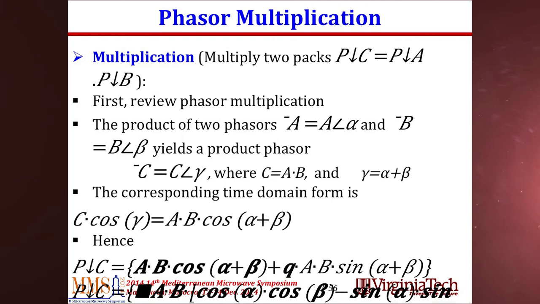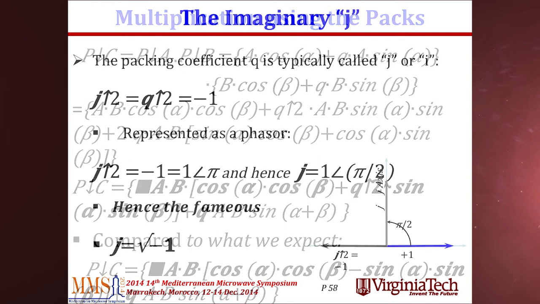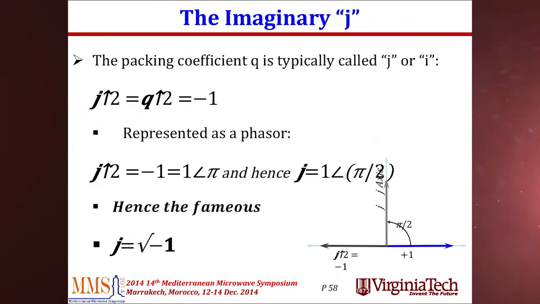Good timing. The multiplication. Multiplication is when you multiply two phasors, typically you multiply the magnitudes and you add the angles. So I'm showing again, if I do the multiplication of the two packs, I should come with this kind of an answer here, right? So I go do the multiplication and compare my answer to the one with the pack, and I discovered that Q squared here has to be a minus one. So that mixing coefficient has to be Q squared equal to minus one. And that's basically what we call the J. And some other people call it I. So J squared is minus one is my mixing coefficient, all right?